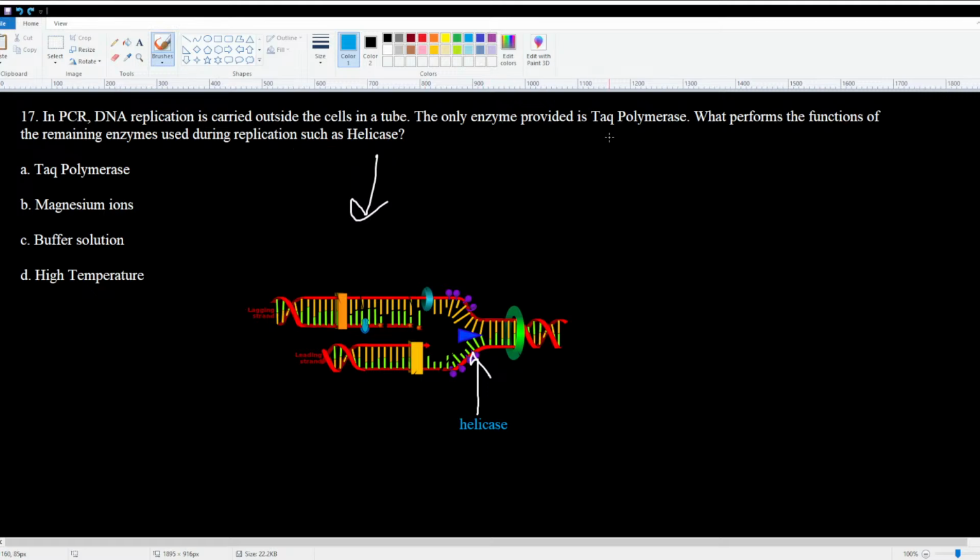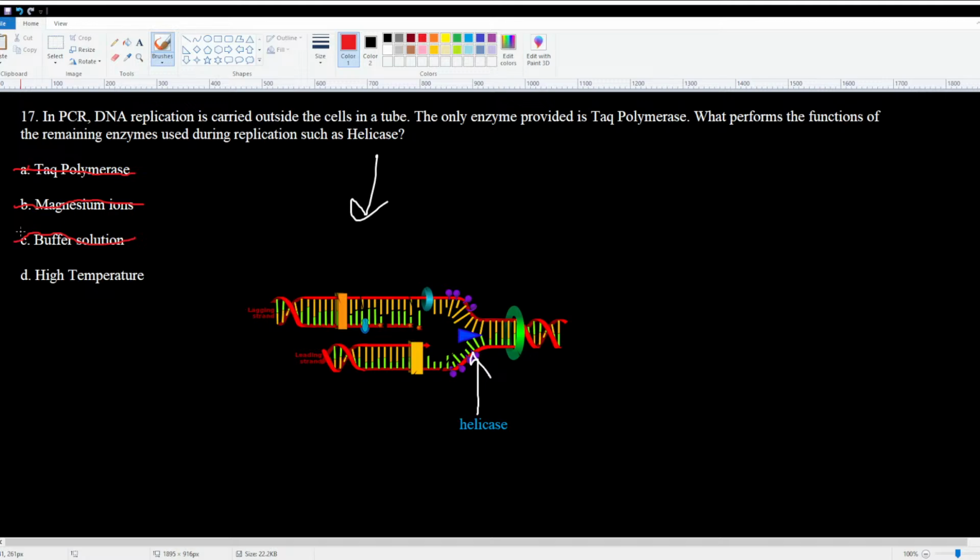So the Taq polymerase is actually doing the heavy lifting, right? It's making more DNA. So we could go ahead and eliminate Taq polymerase because why would we use Taq polymerase to perform the function of the remaining enzymes? Taq polymerase only does one thing, and that's make more DNA. Magnesium ions, we never talked about magnesium ions, so don't even worry about it. The buffer solution is just the solution that exists during PCR. It's to keep the DNA properly nourished and in a sort of buffer, that sort of thing. But it doesn't perform the actual function of the helicase.